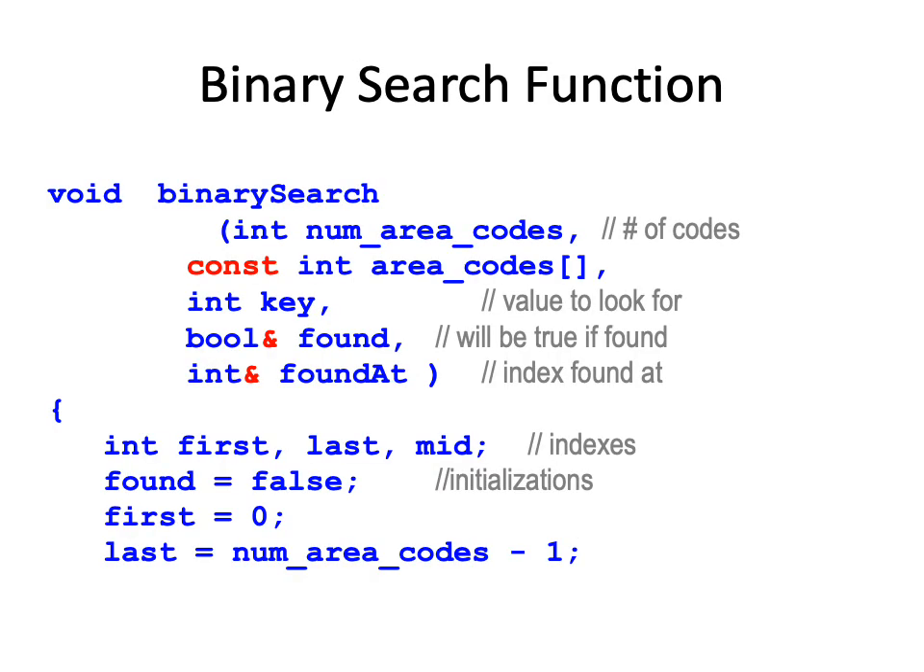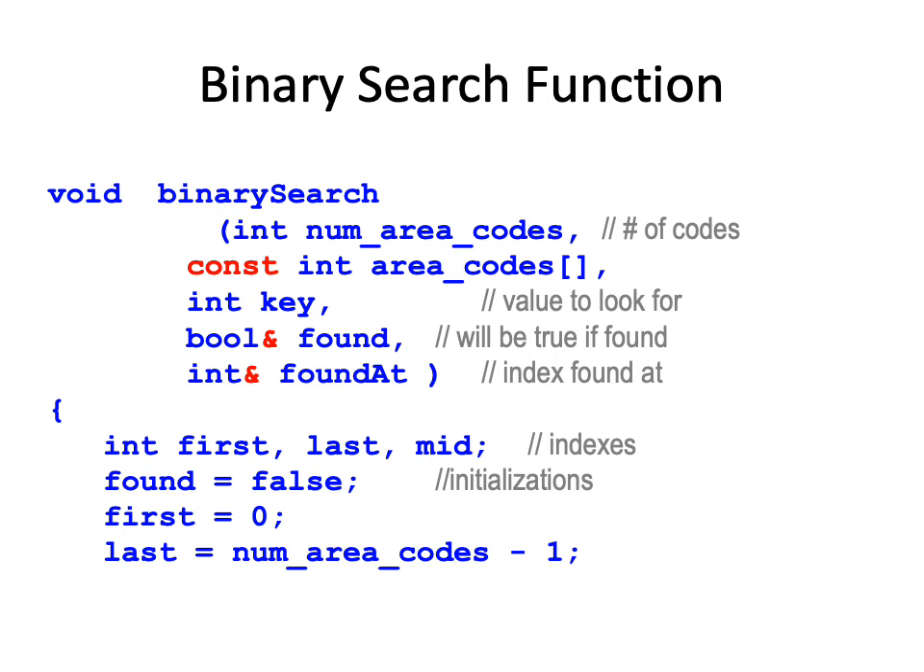So here's the binary search function actually implemented. Instead of returning the index directly as the return value of this function, we're going to return it as a reference parameter. So this function is going to have a void return value. It's not going to have a return value. The first argument is int num area codes, which is the number of area codes in the array. We don't have to really focus on just area codes. It's the size of the array.